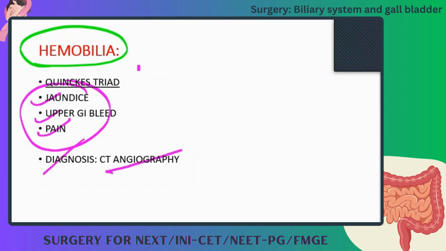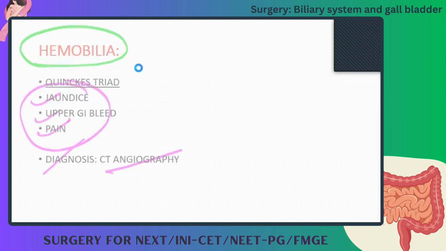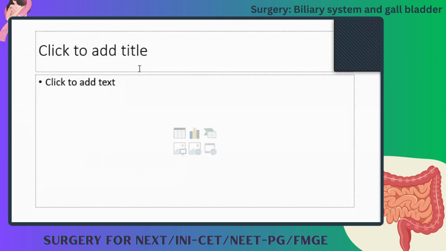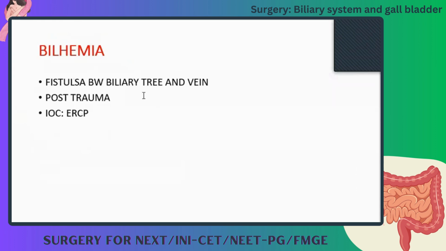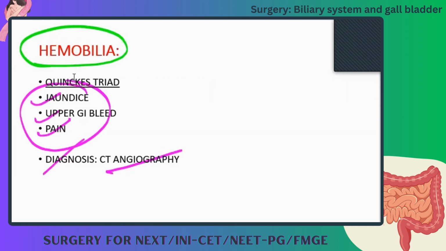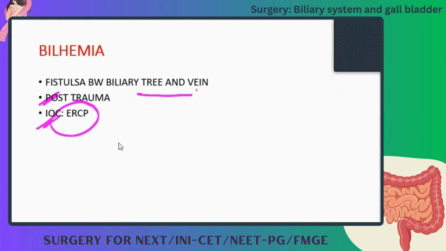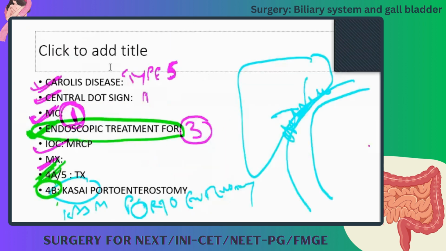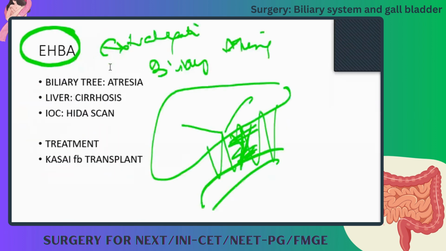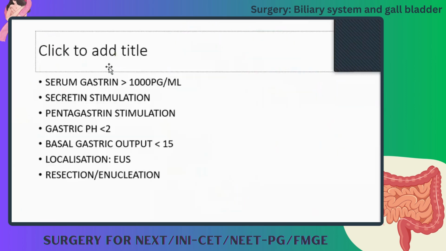And the other entity is bilhemia. Bilhemia is bile in blood, whereas hemobilia is blood in bile. A fistula forms between the biliary tree and the vein. It is often due to trauma, and the investigation of choice is ERCP here. In hemobilia it is CT angio, and in bilhemia it is ERCP. This is just for completion, just single liners, just remember this. Okay, so we completed extrahepatic biliary and gallbladder also.